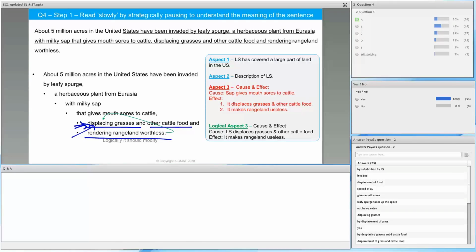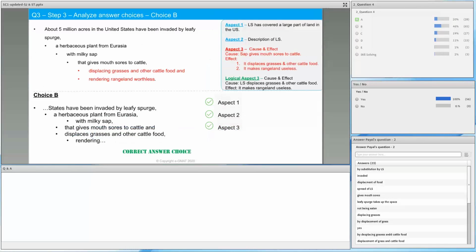choose choice A. And let me show the results. I have 20% of the class choosing choice A. You only did so because you did not understand the meaning of the sentence. You did not take that extra step to break the sentence down, understand the meaning, and put the logical elements together. Okay, moving forward. Choice B, great job.